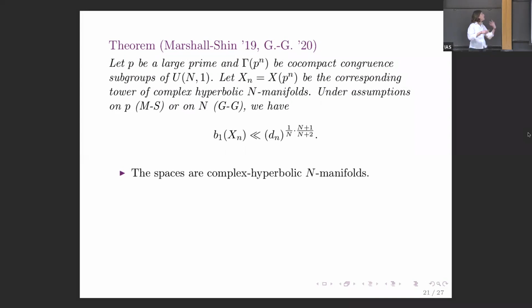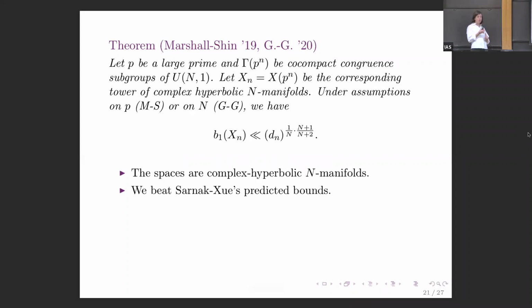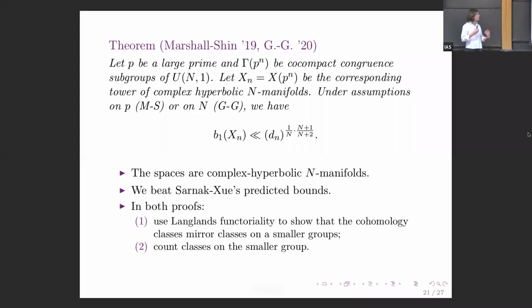Okay. So again, let me remind you, these are complex hyperbolic n-manifolds, so they're real dimension 2n. Do we beat Sarnak-Xue? Well, we not only confirmed the predictions of the Sarnak-Xue conjecture, but we beat it. The conjecture was a 1 over n. We managed to sneak a little n plus 1 over n plus 2 on top of that. So in fact, the growth is even slower than the prediction of Sarnak-Xue. And finally, in both proofs, the ideas are similar. We use Langlands functoriality to show that the cohomology classes on our group U(n,1) mirror some classes on a smaller group. And we count classes.